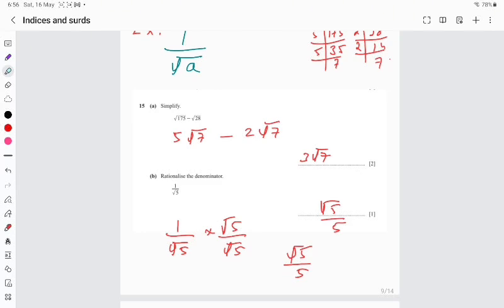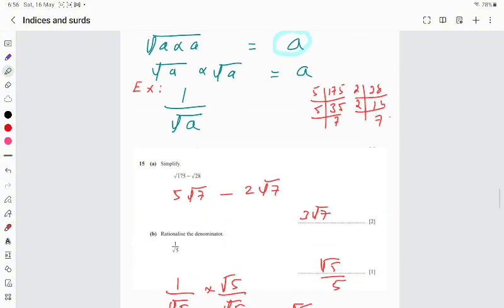There is a past year paper question. Square root of 175 minus square root of 28, and you have to simplify it. For simplification, you have to take prime factors of 175 as well as 28, and if something is appearing two times in this, it will come out of the square root sign. So I've written square root of 175 as 5 under root 7, and square root of 28 is 2 under root 7. 5 under root 7 minus 2 under root 7 is just like 5x minus 2x. So I'm getting 3 under root 7.